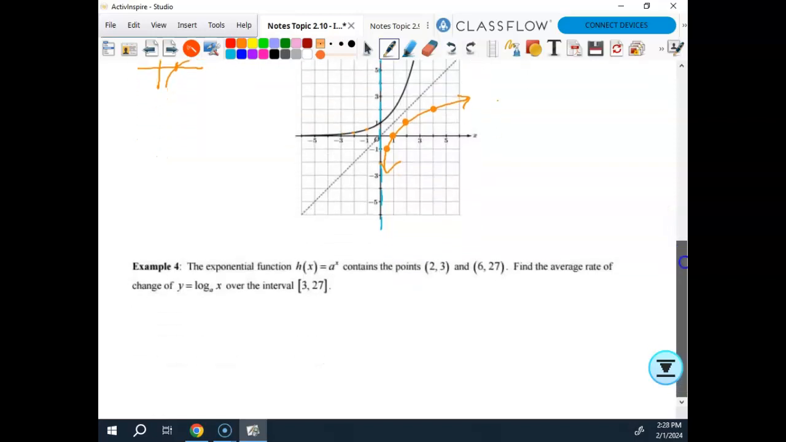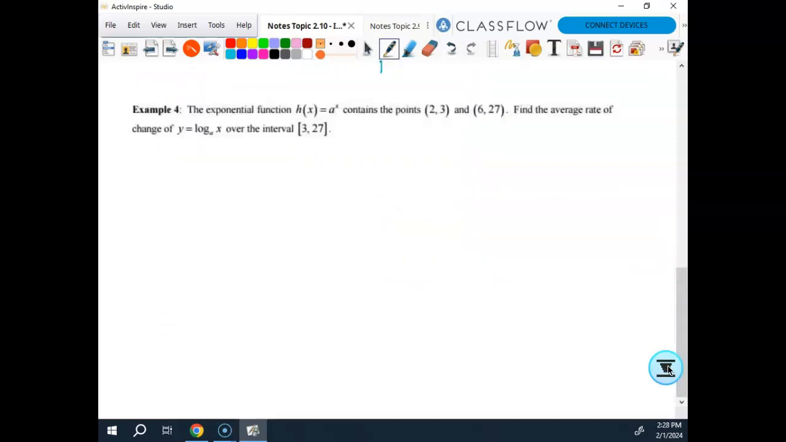Okay, let's look here. So we have the exponential function, h of x equals a to the x. It contains these 2 points. We're going to find the average rate of change of this function. Well, how are these 2 functions related? They're inverses. So yes, this is y, but I could also call it h inverse of x. Would you agree with that? Okay, instead of y, I can say it's h inverse of x. And I want to find the average rate of change over this interval.